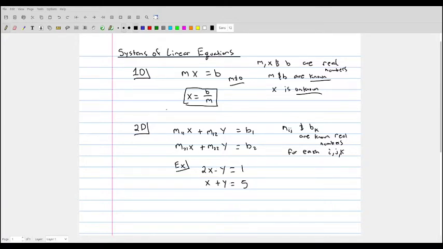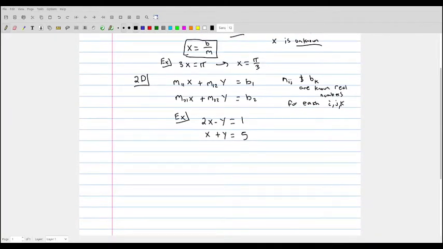Just to be complete, I'll give an example of the 1D case as well. You could have the equation 3x is equal to pi, the solution of which is that x is equal to pi over 3. So we can also consider linear systems in more than just two variables. We can actually consider linear systems in any number of variables, and we're going to focus right now on systems of one variable, two variables, and three variables.